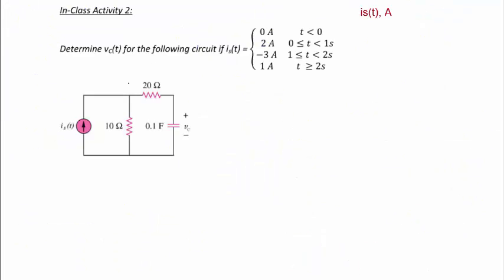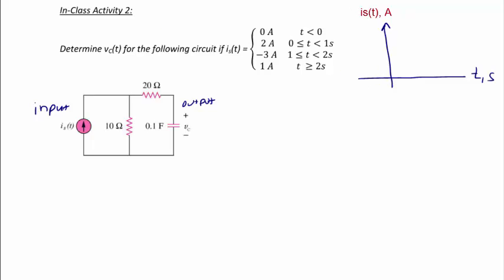All right, let's try another example. Determine VC of t for the following circuit if IS of t is 0 amps for t less than 0, 2 amps for t between 0 and 1 second, -3 amps for t between 1 and 2 seconds, and 1 amp for t greater than or equal to 2 seconds. So the input is a current source, IS of t, and the output is the voltage across the capacitor. So first, let's make a sketch of VC of t. The horizontal axis is time in seconds. The vertical axis is VC of t in volts.